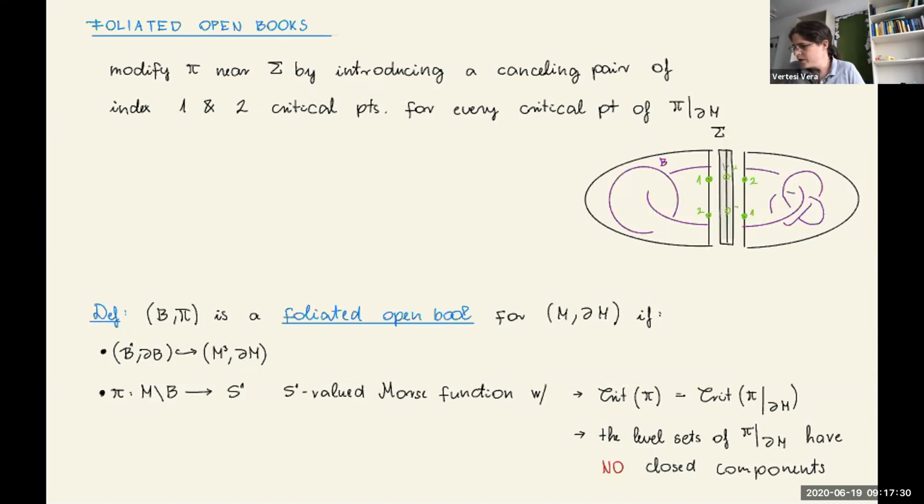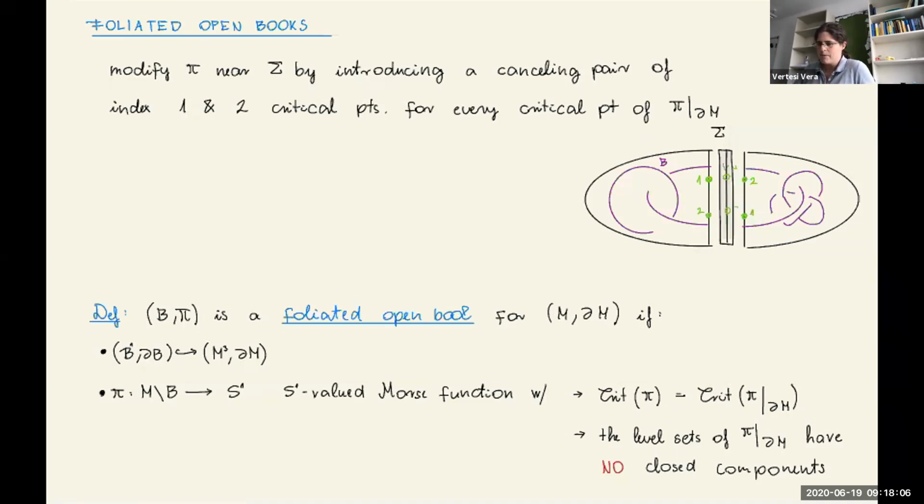And for that, you're just going to take a neighborhood of the surface, and you modify your fibration by making a canceling pair of index 1 and index 2 critical points for every critical point of the Morse function restricted to the surface. Okay, and then you're getting a foliated open book. You can forget whatever I said before. This is the definition of a foliated open book.